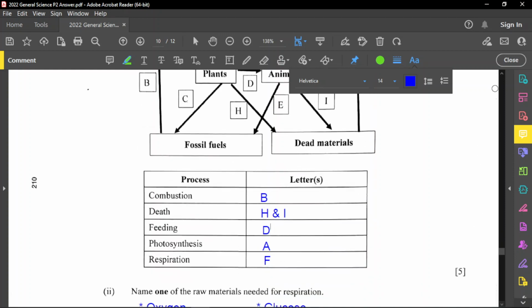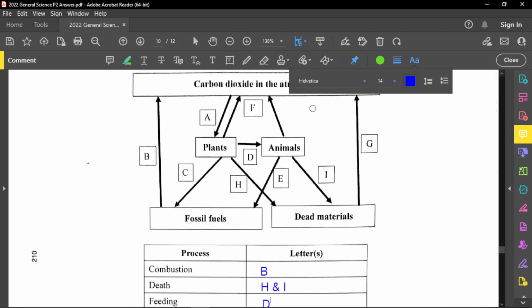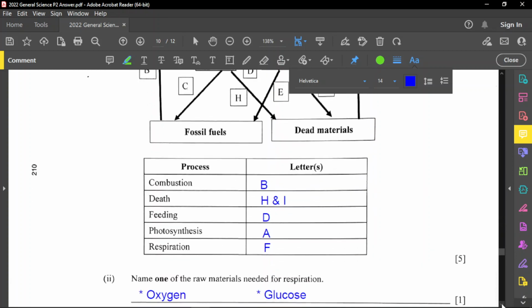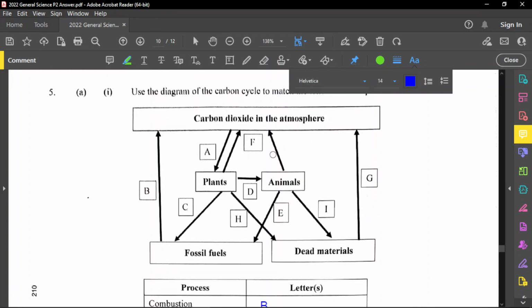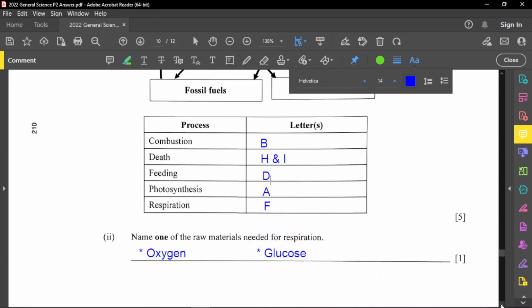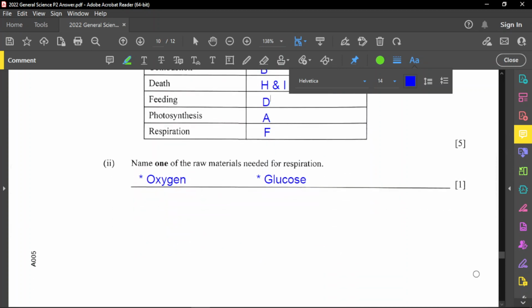Photosynthesis, and it is carbon dioxide going into the plant. So A, carbon dioxide going into the plant, which is photosynthesis. And then we have respiration, and respiration is carbon dioxide leaving any living organism. So F will be our respiration from animals and plants. Animals do respire, plants do respire. As a matter of fact, all living things respire. All right, so F is the correct answer there.